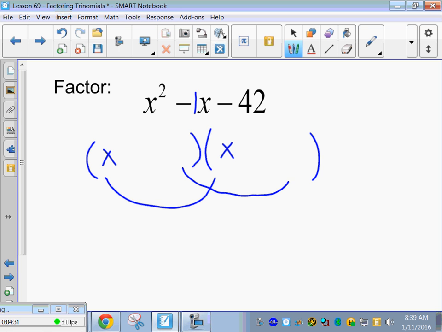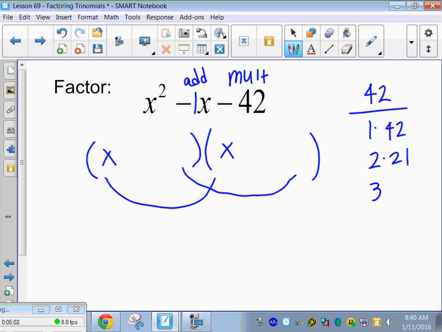Now, the last two things here and here have to multiply to give me negative 42 and add to negative 1. Some of you know this off the top of your head, right? Some of you don't know. Let's start with everything that multiplies to 42, okay? So I'm going to list it out. We can use 1 times 42. That would multiply to 42, right? 2 times 21. 3 times 14. 4 doesn't go in. 5 doesn't go in. What's the last one? 6 times 7. Okay, those are all the things that multiply to be 42, right?